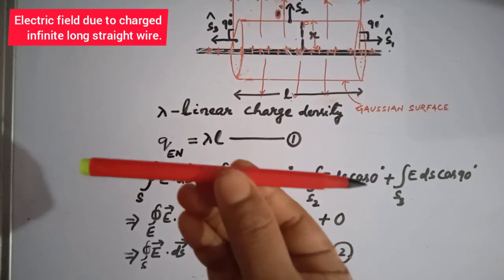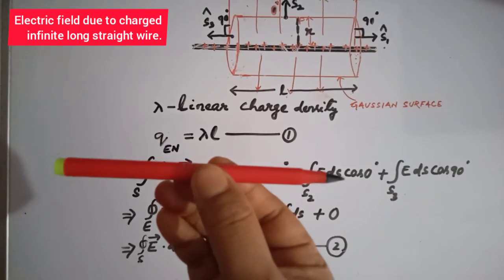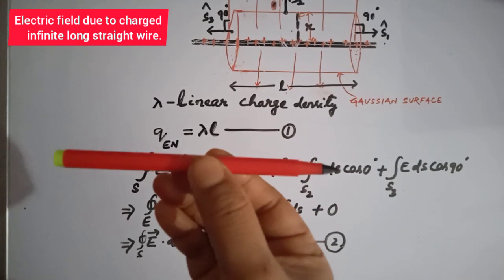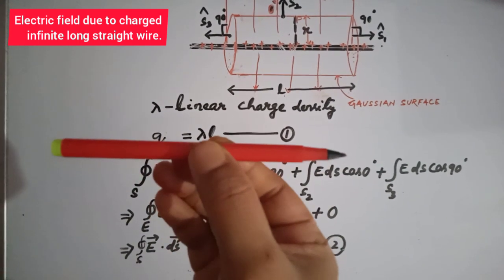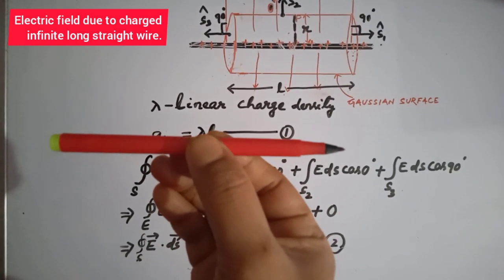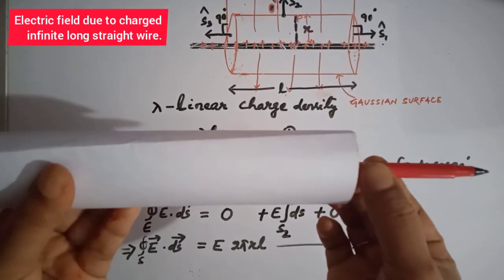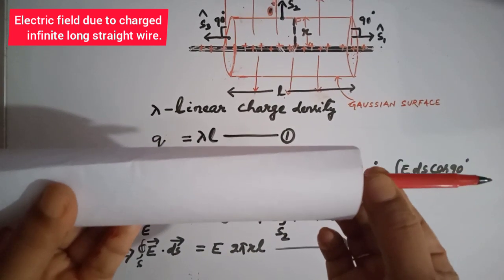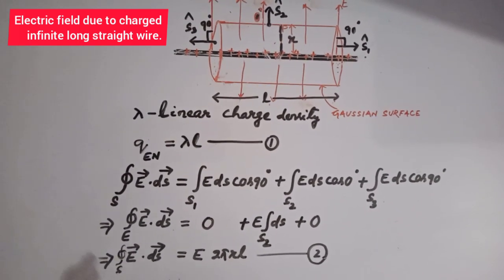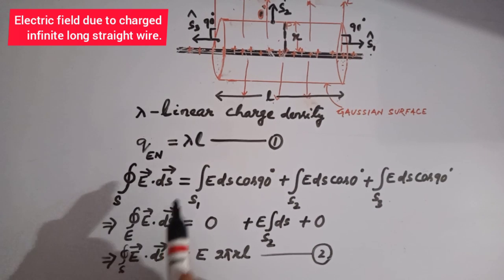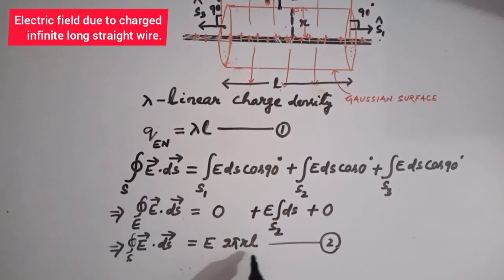Suppose this one is the charged wire. We want to find the electric field due to this charged wire at a distance r. We have to consider a cylindrical Gaussian surface in such a way that this charged wire lies on the axis of the cylindrical Gaussian surface. It is like this. The charge enclosed by the Gaussian surface is equal to lambda L. Q enclosed is equal to lambda L. And the integration of E dot ds is equal to E into 2 pi rl.